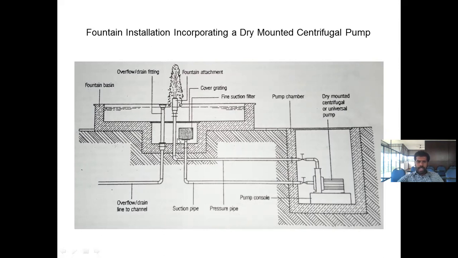Okay, and if there is some overflow, that can be taken through this pipe, and this is the pump chamber. This pump is kept separately inside a chamber, and this is a dry mounted centrifugal or universal pump. This is dry mounted, which is not kept inside any water. This is not a submersible pump. It's a normal dry mounted centrifugal pump.